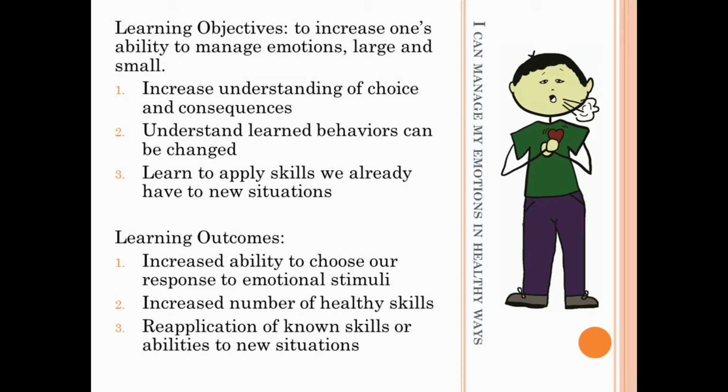So number 1, increase understanding of choice and consequences. 2, understand learned behaviors can be changed. And number 3, learn to apply skills we have to new situations. So you already have the skill, how can you translate it to something new? Learning outcomes would be increased ability to choose our response to emotional stimuli, increased number of healthy skills, and reapplication of known skills or abilities to new situations.